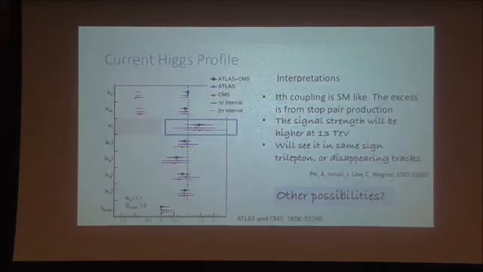So the first explanation I just discussed about the Higgs excess is that the coupling is standard model-like, that the excess is from stop pair production, and we expect the signal strength to be higher at 13 TeV. And also, we may see same sign trilepton and the disappearing tracks. So again, those are probably some very dangerous statements because we already have data for the inverse femtobarn, so the benchmark I proposed may be well excluded already.